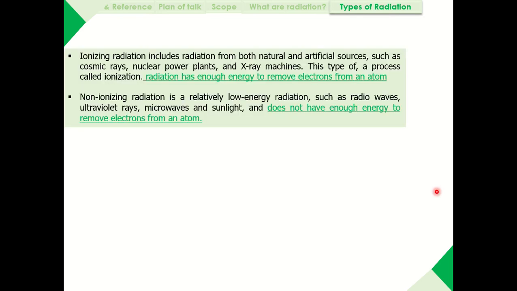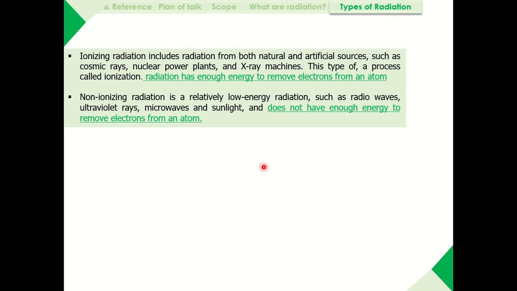So the main point of classification is the type of radiation, basically ionizing radiation and non-ionizing radiation. That is the main interest of our discussion. Ionizing radiation is radiation that has enough energy to remove an electron from an atom. It can be produced from natural and artificial sources.